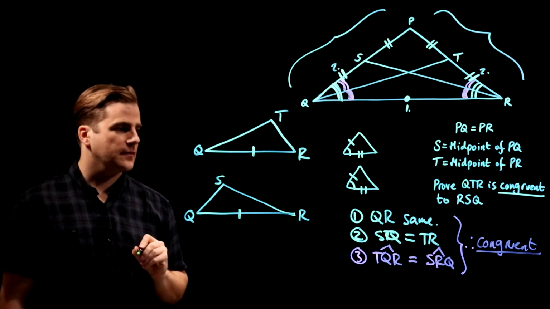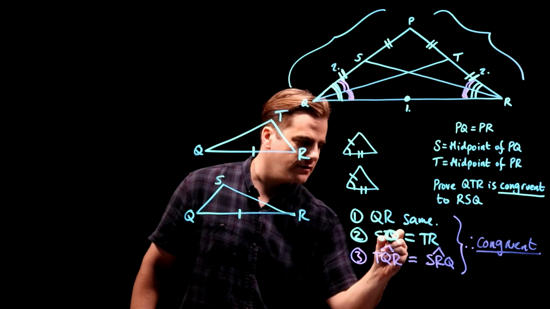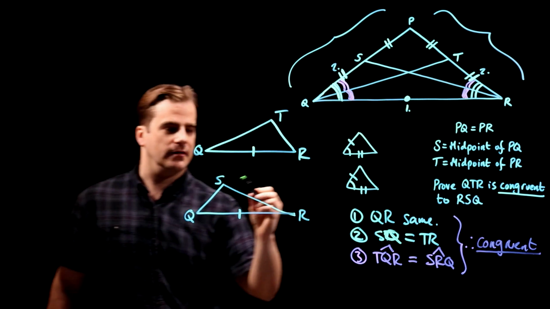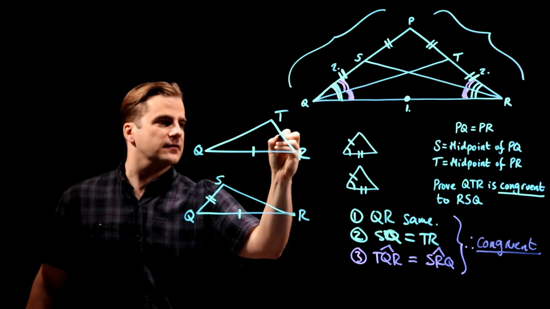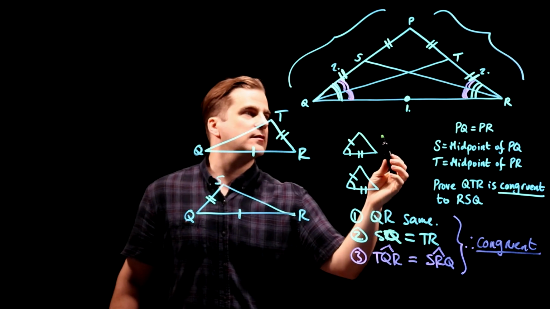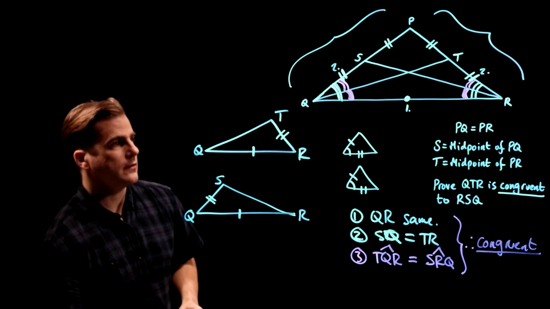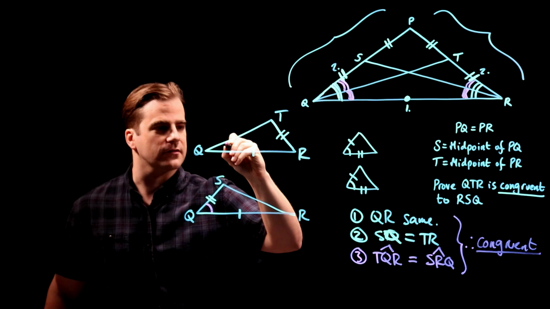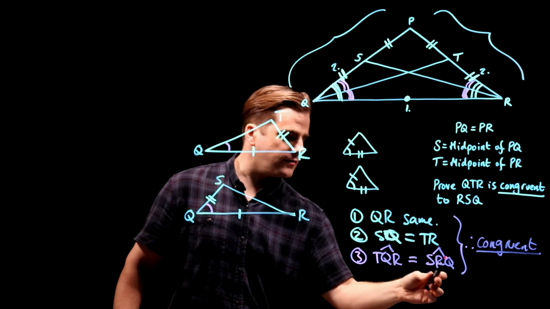Okay? SQ equals TR. SQ, that side there, equals TR. That side there. Okay? And angle TQR, that's that angle there, TQR, sorry, is equal to SQR.